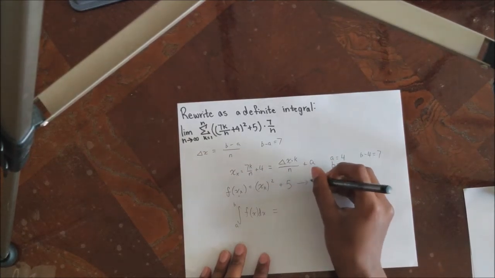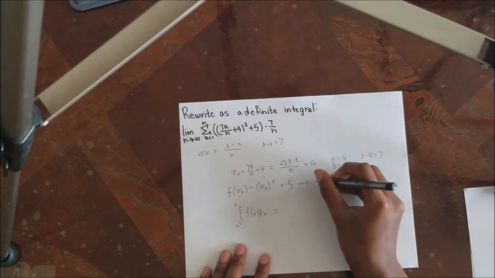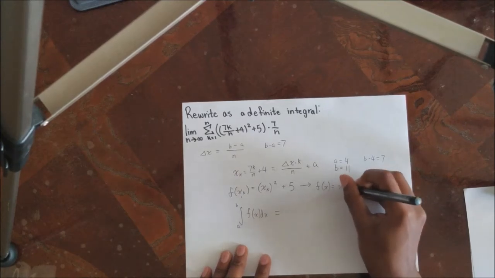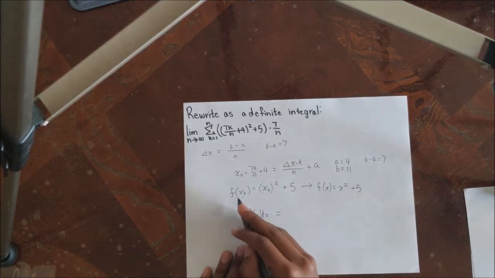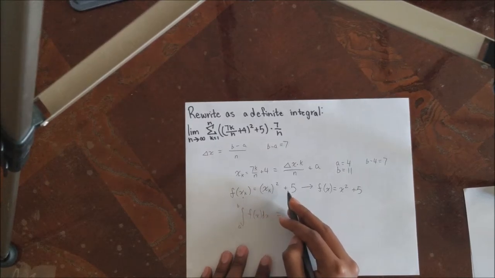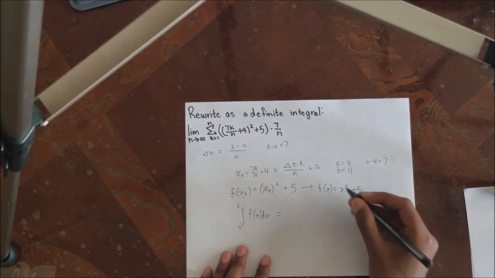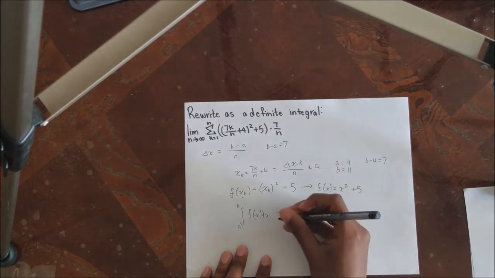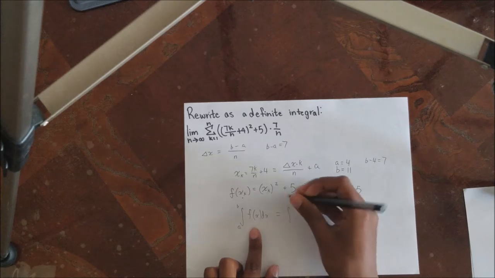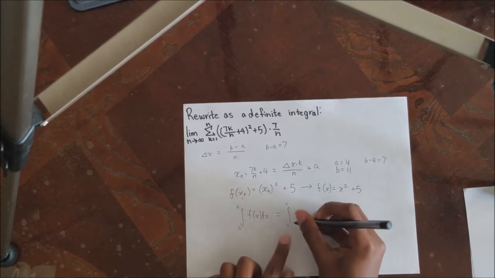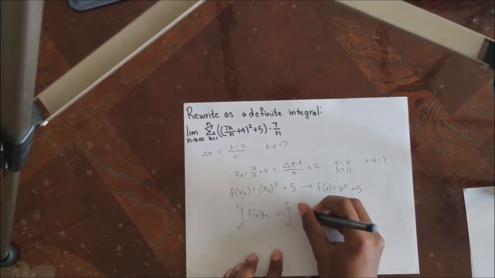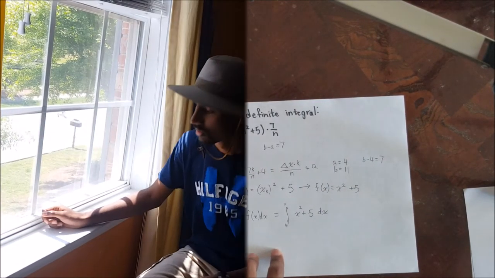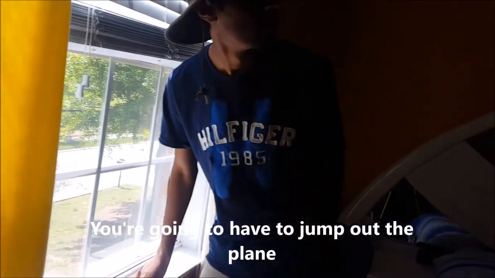Now, before we can do that, let's write this all in f of x notation. So f of x is equal to x squared plus 5, because f of x sub k is equal to x sub k squared plus 5. Now we just have to take out the x sub k. We just want the x, so kick out the k, and all you get is f of x is equal to x squared plus 5. Throwing that into our definite integral notation, we get the integral from 4 to 11 of the function x squared plus 5 dx. And we are done. You're going to have to jump off the plane. Good luck.